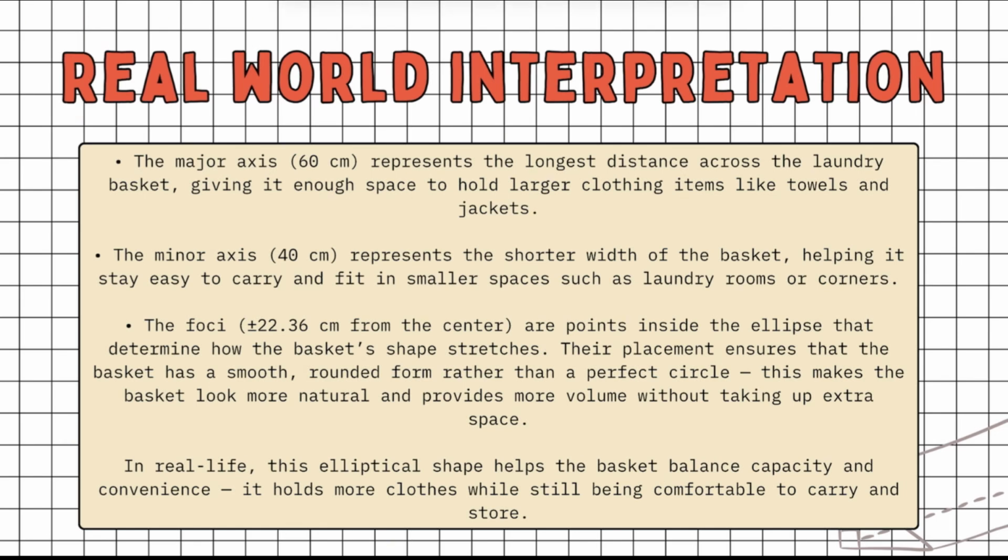The foci, plus or minus 22.36 centimeters from the center, are points inside the ellipse that determine how the basket's shape stretches. Their placement ensures that the basket has a smooth, rounded form rather than a perfect circle. This makes the basket look more natural and provides more volume without taking up extra space. In real life, this elliptical shape helps the basket balance capacity and convenience. It holds more clothes while still being comfortable to carry and store.